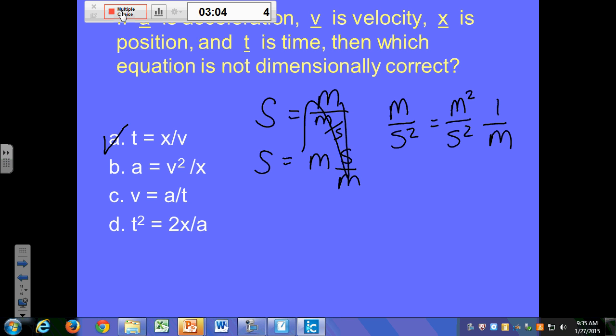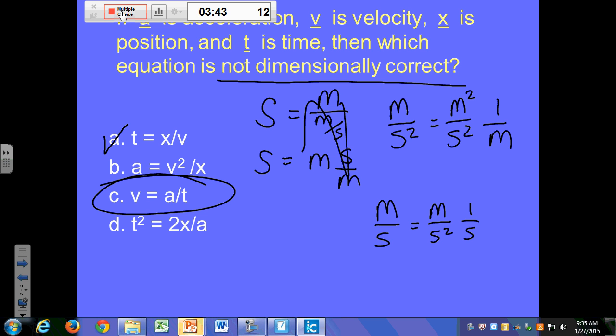What do y'all think? Yes, raise your hand. No, raise your hand. Okay. No is correct. So V is meters per second. A is meters per second squared. And 1 over T is 1 over seconds. So here I have meters per second, and over here I have what? Meters per second cubed, right? Second squared times second. So that one is not correct, and so C then is our right answer. Because it's asking for which one is not dimensionally correct.